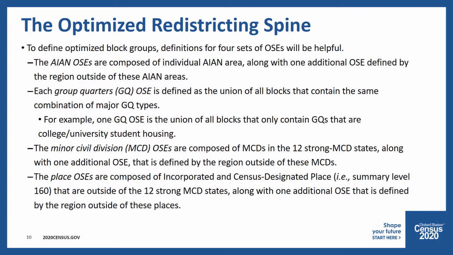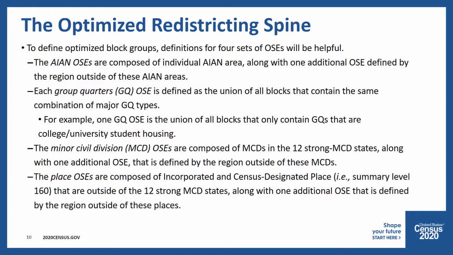Next we have the minor civil division or MCD OSEs. These are composed of MCDs in the 12 strong MCD states. These are states where MCDs play a more important role in the government. And we're going to add one additional element to this set of OSEs that's given by whatever's not in our initial definition here.